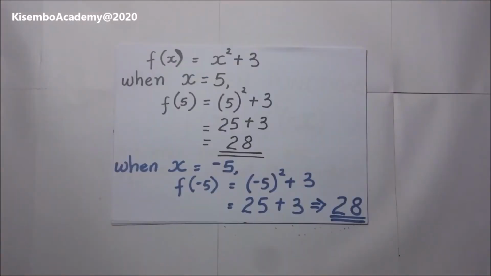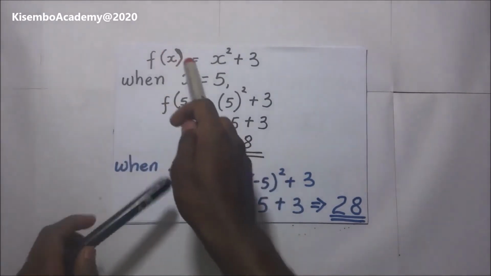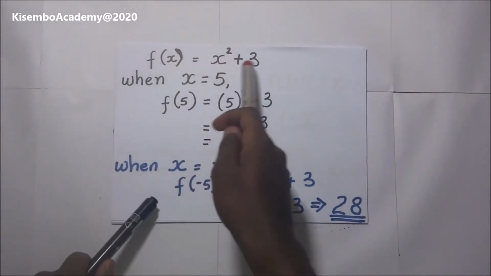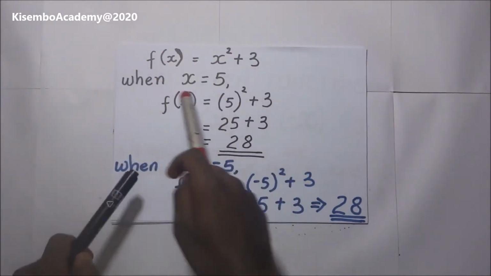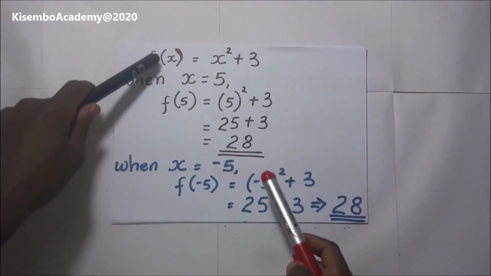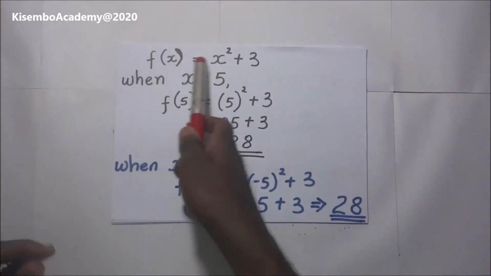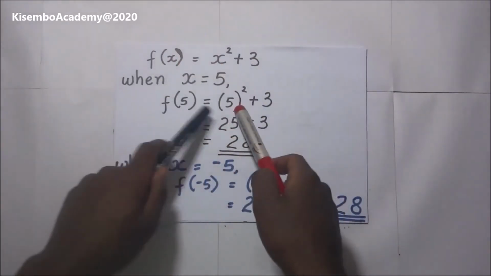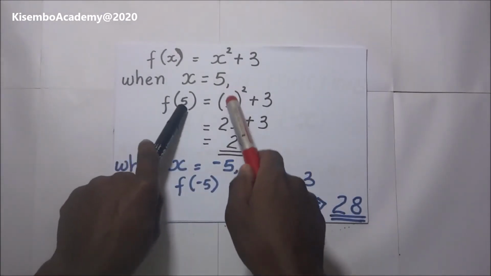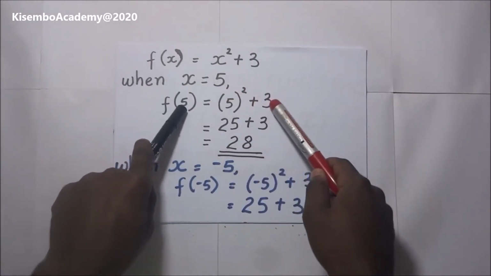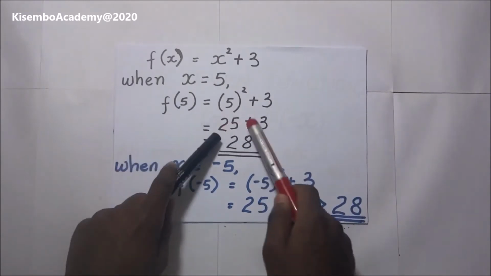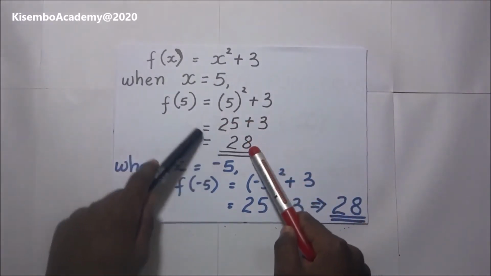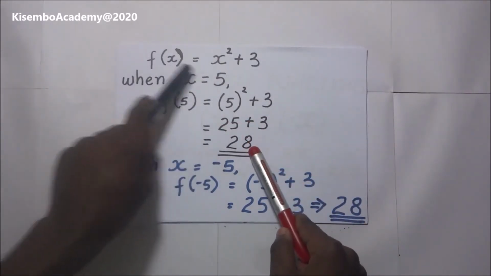This is the other illustration. We have another function, f of x is given by x squared plus 3. Now, let's choose a number, 5. When x is 5, we put 5 in the input there, and it's going to become 5 squared plus 3. 5 squared is 25 plus 3, giving us 28. That is when we put 5 in the place of x.